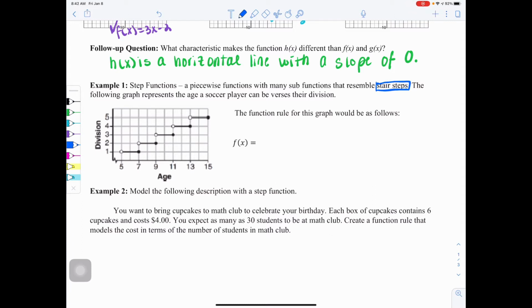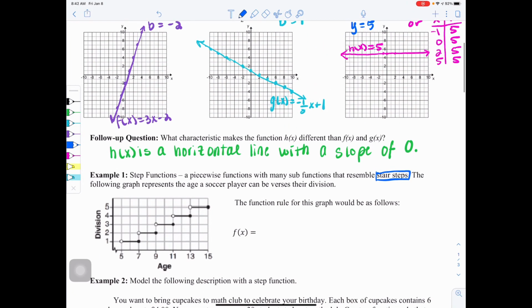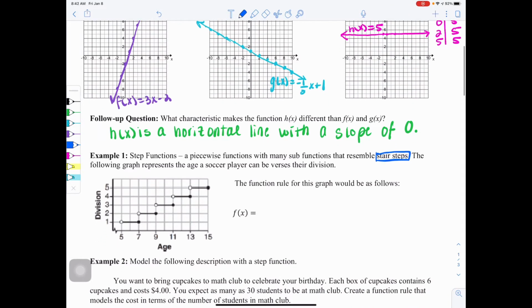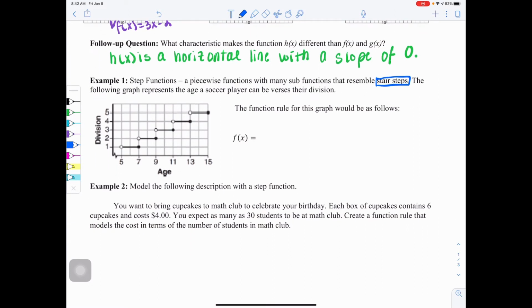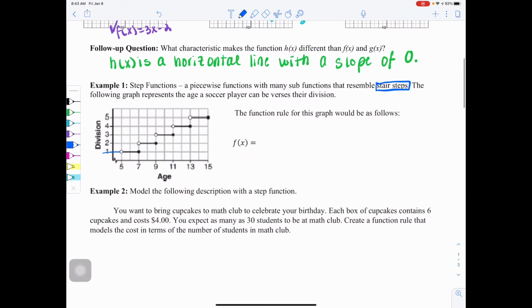The function rule for this graph would be as follows. So this is how you would want to write this. Remember that f of x is really replacing y. So when you have a horizontal line like you did up here, you had y equal to a number, and that number was where the horizontal line was crossing the y-axis. So if I was looking at this graph, the first section, if I were to extend it, it would cross the y-axis at 1. So I'm going to give my squiggle bracket, and the first equation should be f of x equals 1.